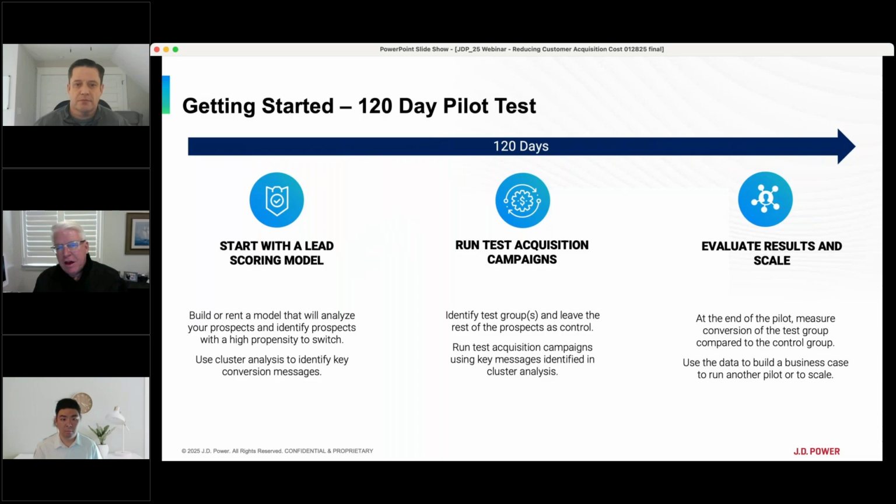So then you take that and you're going to want to run some test acquisition campaigns. Our recommendation is that you run more than one, right? So you want to test different approaches to lead scoring. You want to run different test messaging. So you want to identify your test group or groups and then leave the rest of the prospects as control. Run those test acquisition campaigns using the key messages identified from the cluster analysis.